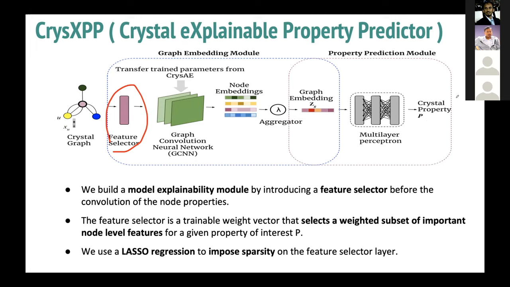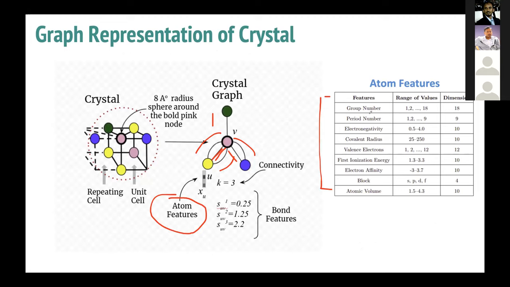So if we are doing band gap, then perhaps group number is important. But if we are doing magnetic property, then group number may not be important. So this feature selector is a filter in this way. It's a trainable weight vector that selects a weighted subset of important node level features for a given property of interest. And just to make things clear, these are the node level features: group number, period number, electronegativity, covalent radius, etc., just to remind you what the node features are.